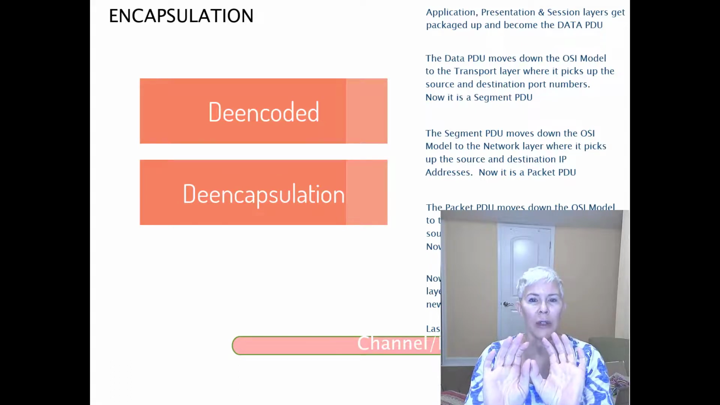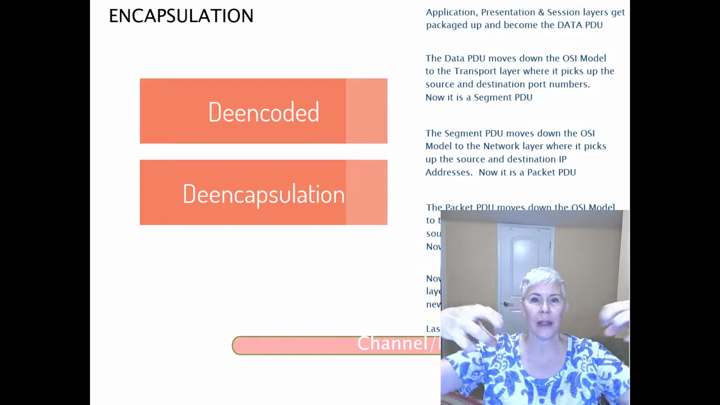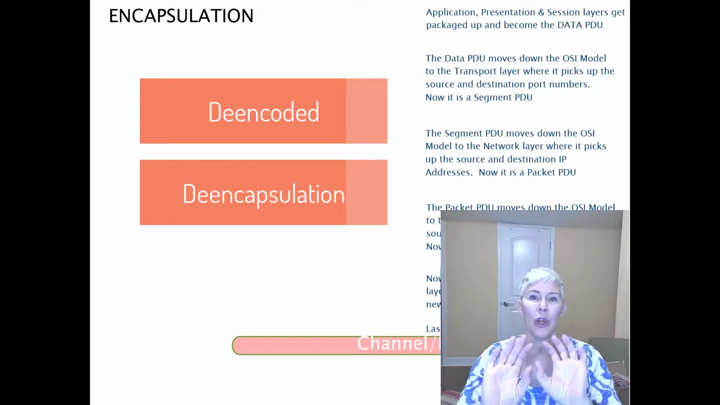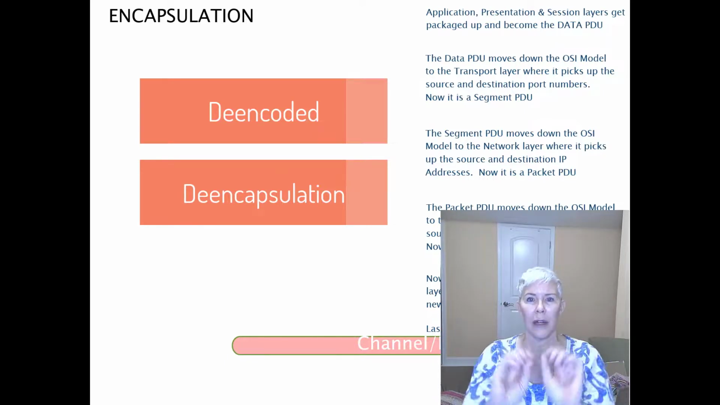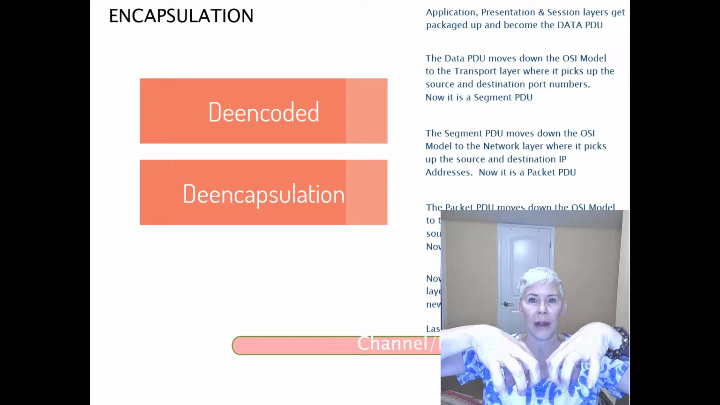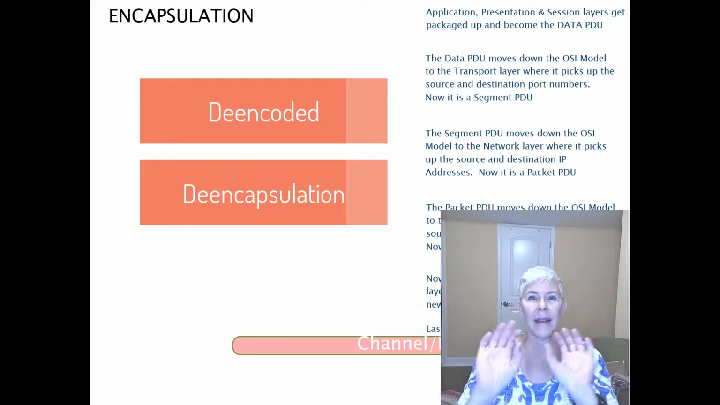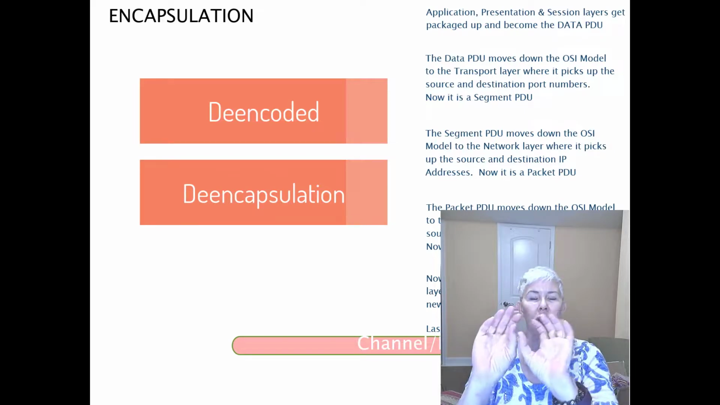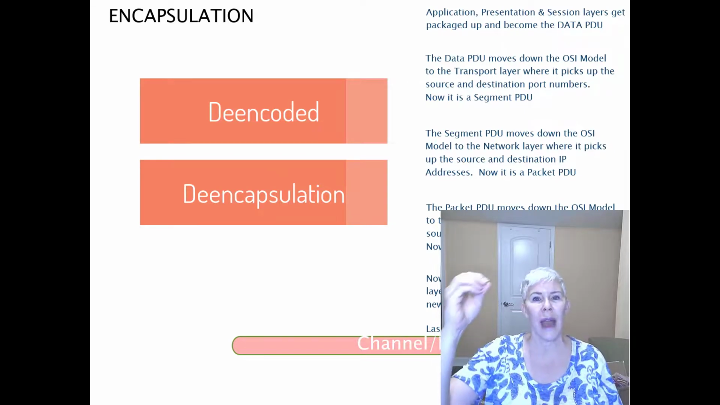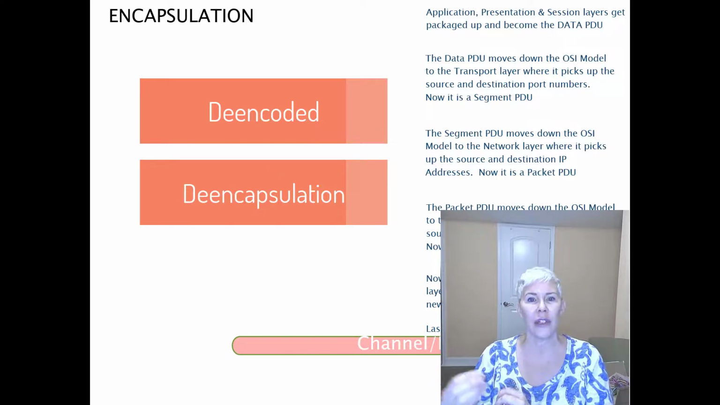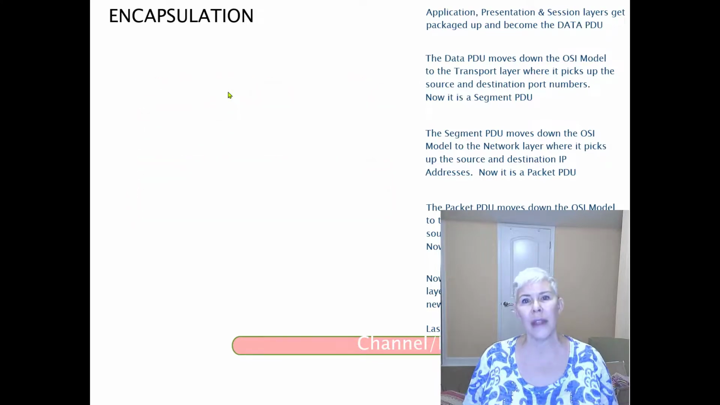At the network layer, it will be de-encapsulated, where the IP addresses are peeled off. Now it gets pushed up to the transport layer. At the transport layer, the port numbers will be peeled off. And now it gets pushed up to the session, the presentation, and the application layer. And this is when the email is actually delivered to the destination and the receiver can open the email and read it.